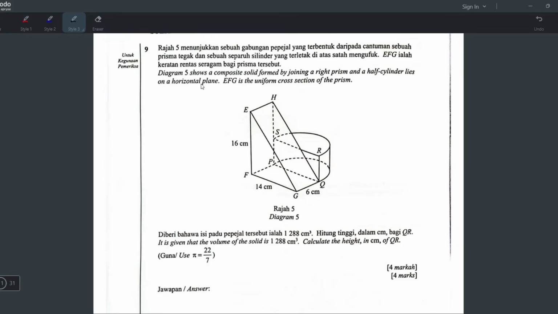Okay, let's start. Diagram 5 shows a composite solid formed by joining a right prism and a half cylinder lies on a horizontal plane. Composite solid means two solid combined into one. Okay, and they already say it's a right prism and a half cylinder. So this is the right prism.